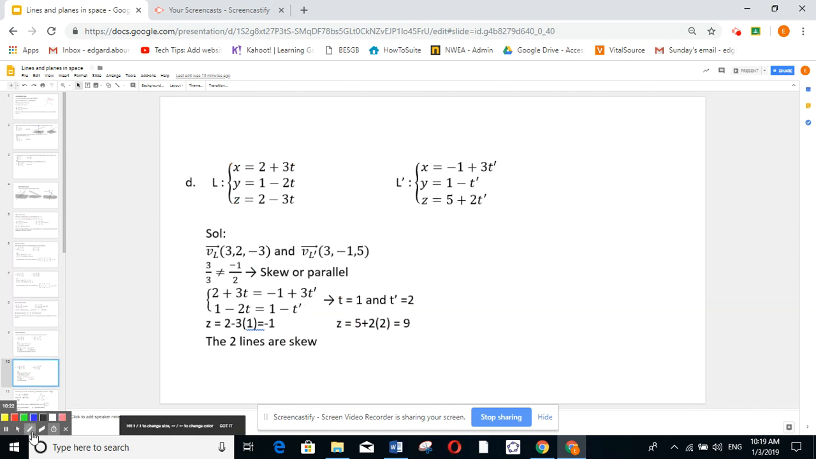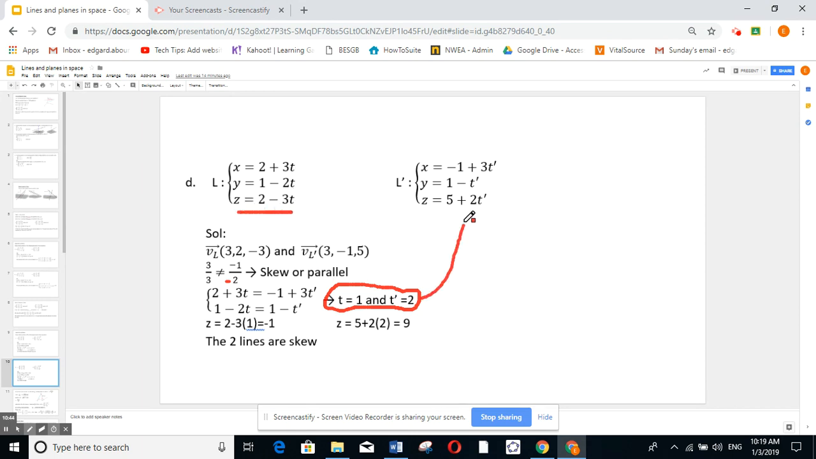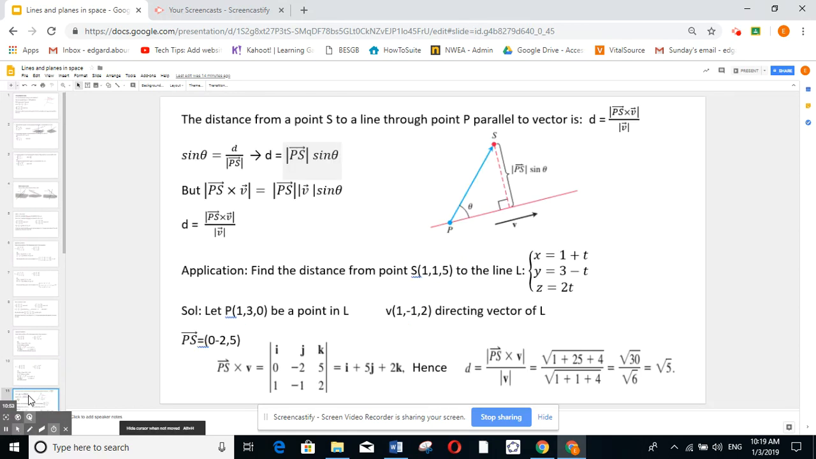Now, we're going to talk about another example where the lines are skew. If you take these two and these two, first of all, not parallel with the same condition. If you take these two, if you solve the system, you're going to get t is 1 and t prime is 2. Now you replace t by 1 here in the z, you're going to get minus 1. If you replace here t prime by 2, you're going to get 9. Since these two are not equal, they don't intersect, they are skew. This is the way to check.